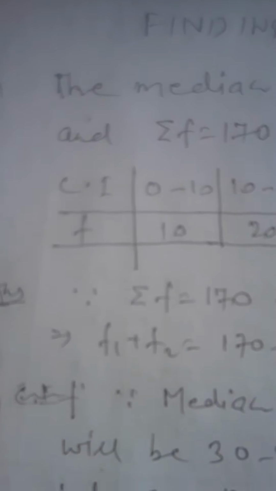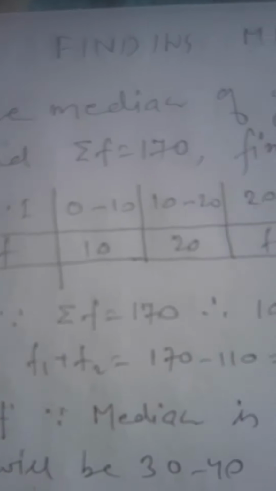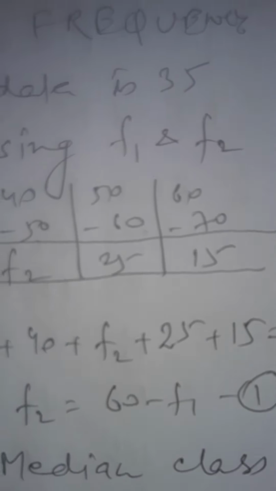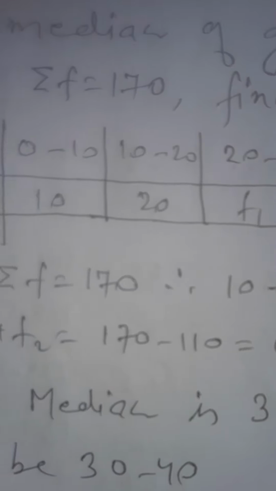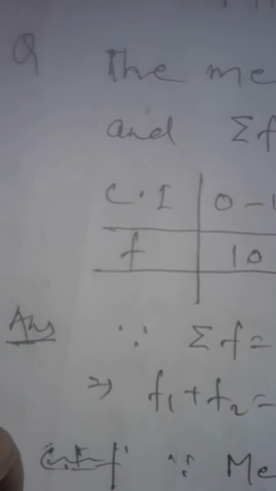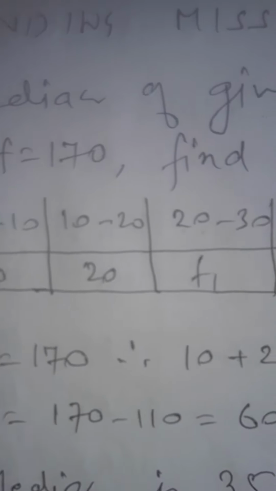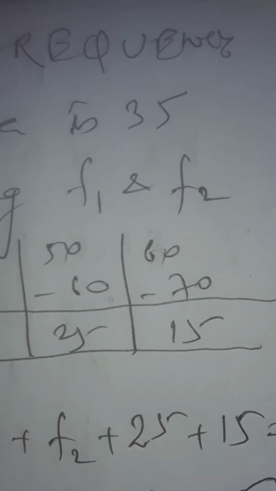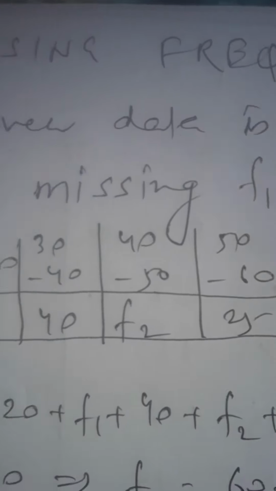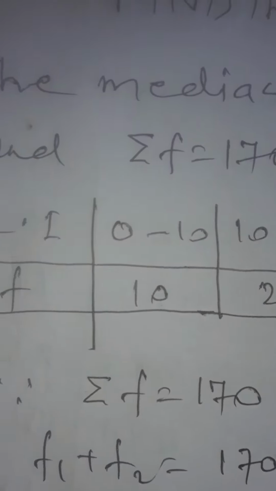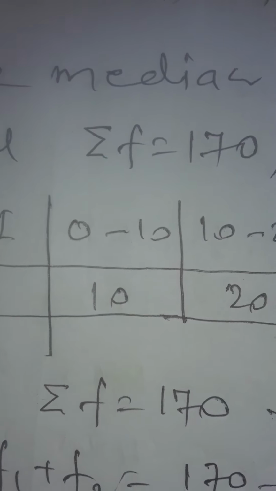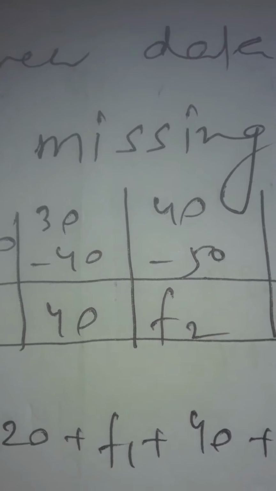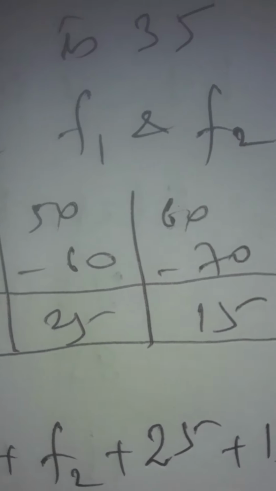Now we are going to discuss another question, finding missing frequencies. We have to find out missing frequencies over here. In this question, the median of given data is 35 and the total sum of frequencies is 170. What we have to do? We have to find out the missing frequencies F1 and F2.